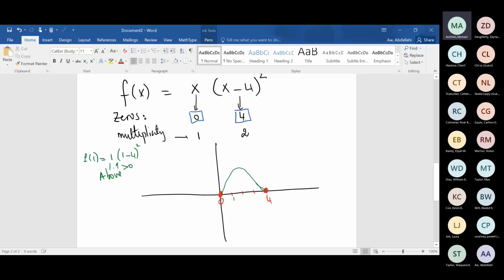Okay? After 4, I'm going to pick another test number. For instance, everybody is going to pick what number, just to make it easier? 5, right? So you get f of 5 is equal to 5 times (5 minus 4) all squared, which is 5 times 1, which is positive. Where does the graph lie again? Above.